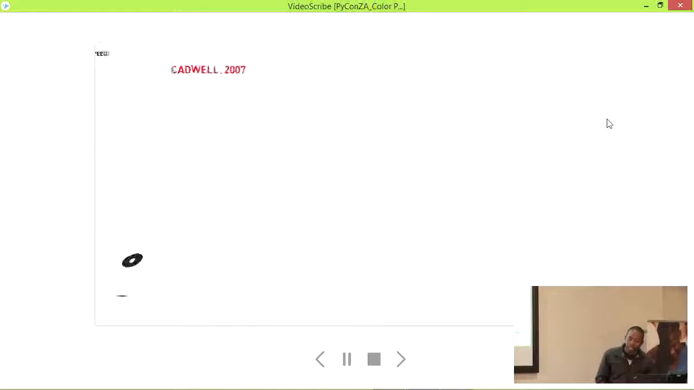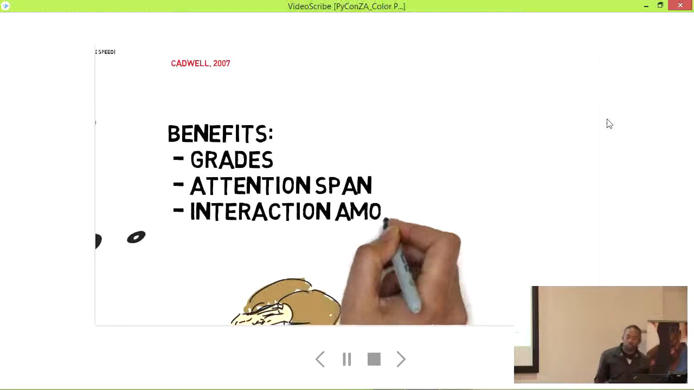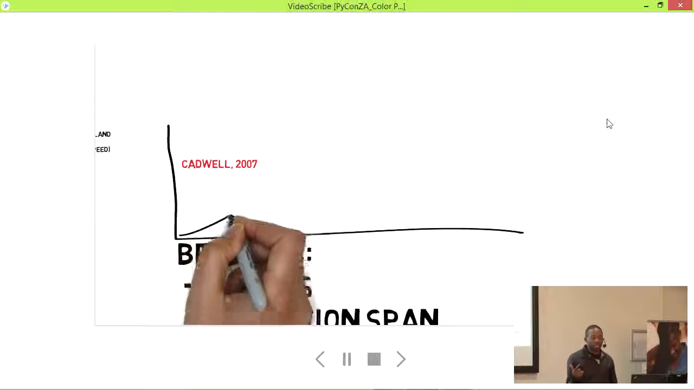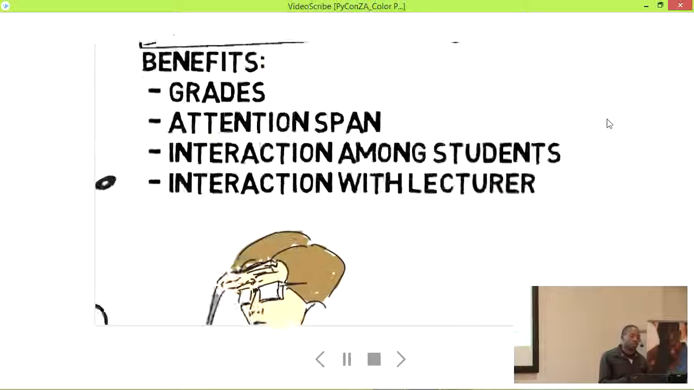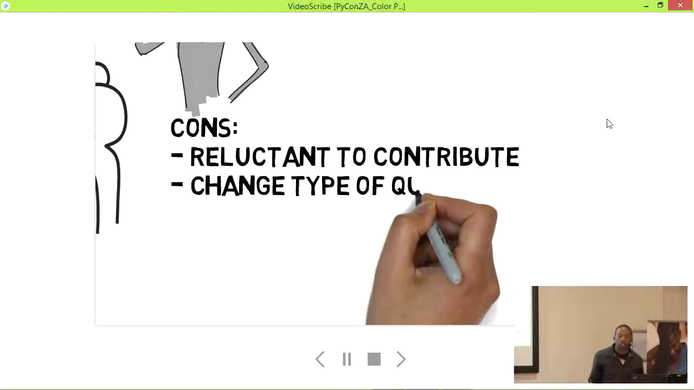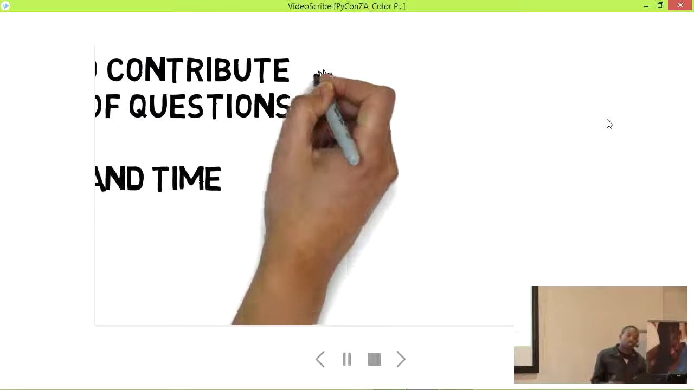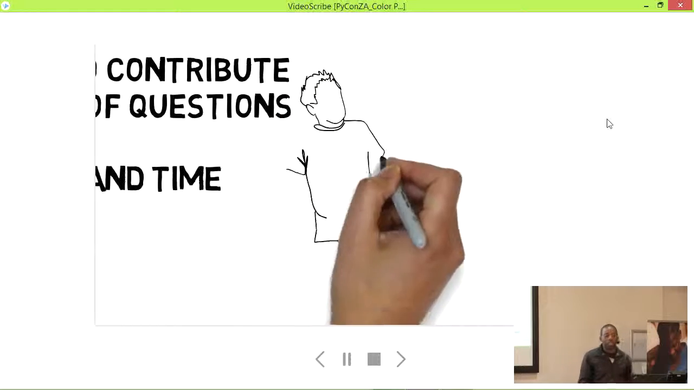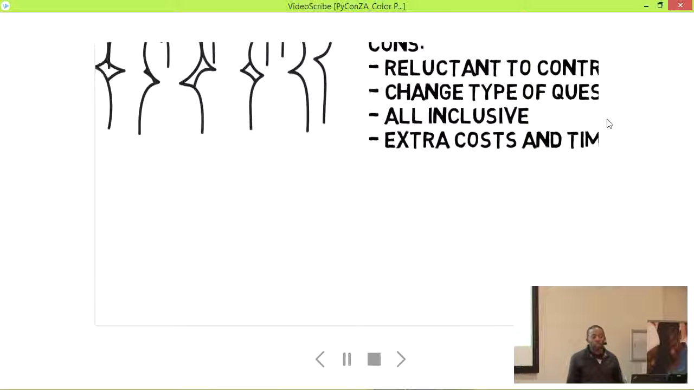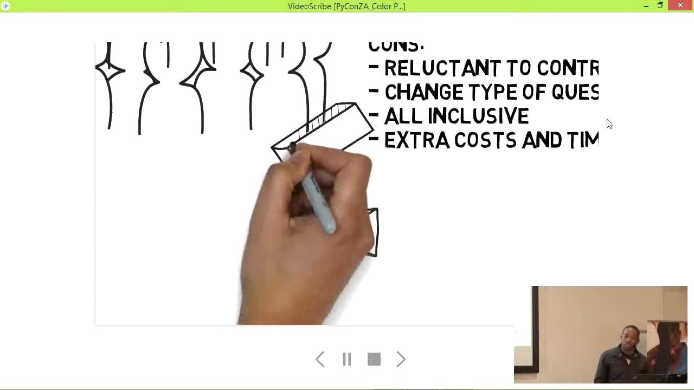Now, Cadwell did a study, and he looked at the benefits of audience response systems. And what he saw was grades generally increase, attention span increases with the application of this audience response system. There are a few cons involved. For example, people are reluctant to contribute. Other people want to just stay there. There's a change in the type of questions that you have to ask when you're asking certain questions and the works. And generally, it costs a lot more to actually implement this. And most of the time, lots of people don't want to spend the money or don't want to spend the extra effort to actually get these audience response systems up and running.